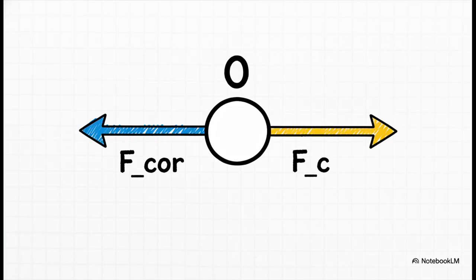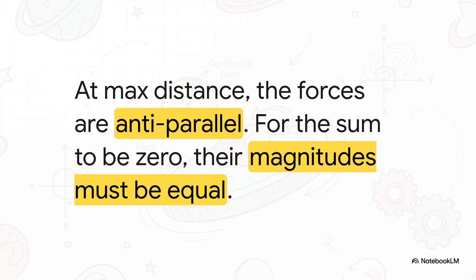And now we use our secret weapon from the problem statement. The total inertial force is 0. That means the centrifugal force, which is trying to fling the particle away from the pivot, is in a perfect tug of war with the Coriolis force. And at this one moment, it's a perfect draw. They balance completely. And this is the whole trick to solving part A.